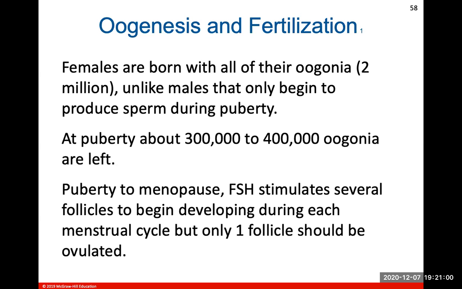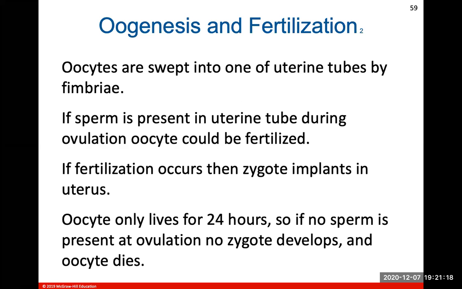Females are born, like I said, with all of their eggs, oogonia, about 2 million, unlike males. By puberty, about 3 to 400,000 are left. From puberty to menopause, FSH stimulates follicles to begin developing during each menstrual cycle, but only one follicle will be ovulated. Oocytes are swept into one of the uterine tubes by fimbriae, and if sperm is present in the uterine tube, the oocyte could be fertilized.